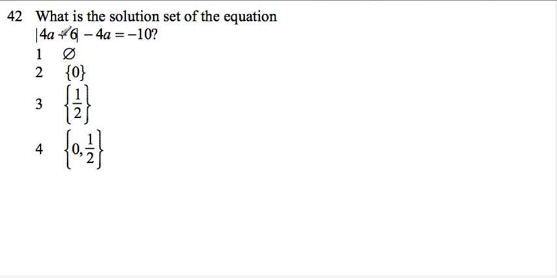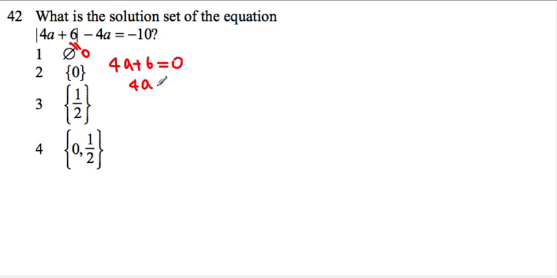So first one, we have |4a + 6| - 4a = -10. Now what I'm going to do is use the property of an absolute value, and we're going to try to solve the equation together in that way. You see, 4a + 6 will be equal to 0 when? Let's try to get it.